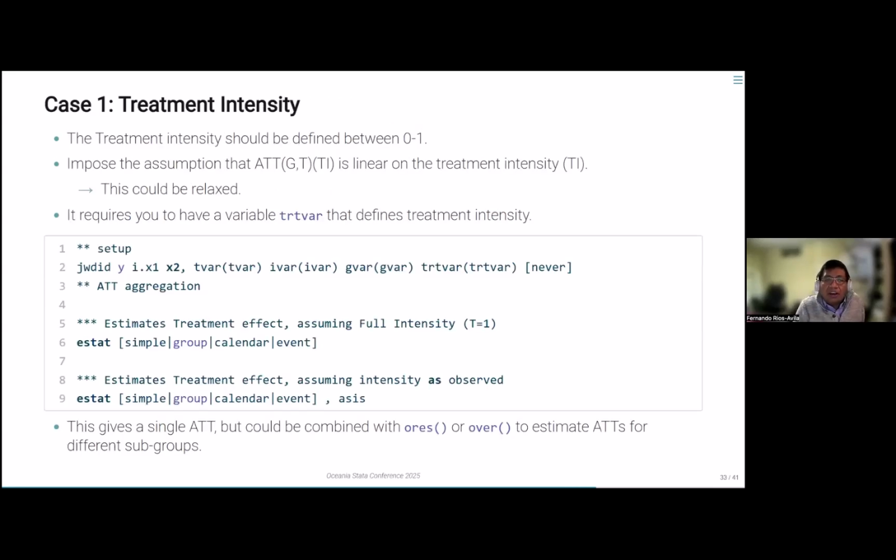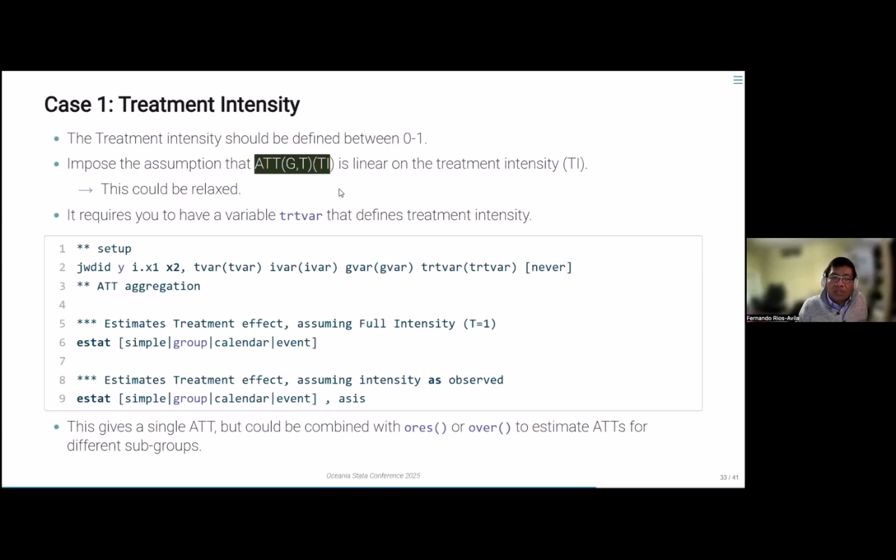For the case of intensity, for example, it allows you to account for treatment intensity, but it's going to impose the assumption that this ATT(g,t) as a function of the intensity is going to be a function that is linear with respect to the treatment intensity. This could be relaxed to some extent. It's still under experimental procedures. So right now, we are assuming that it has to be linear with the treatment intensity.